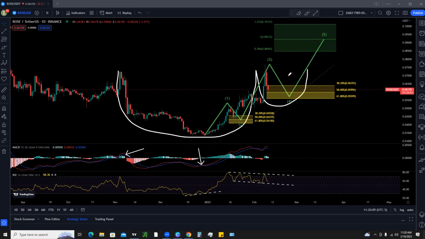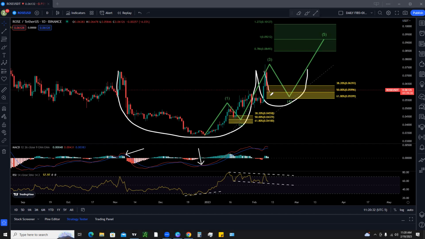Now, there's no guarantee that that's going to happen, but it could happen if we hold above our 3 major retracement levels. So those are going to be 0.06393. As you can see, we closed there yesterday, opened there today, and we've started to drop below. Our 50% retracement level is 0.0599, and then our 61.8% level is going to be 0.0559.